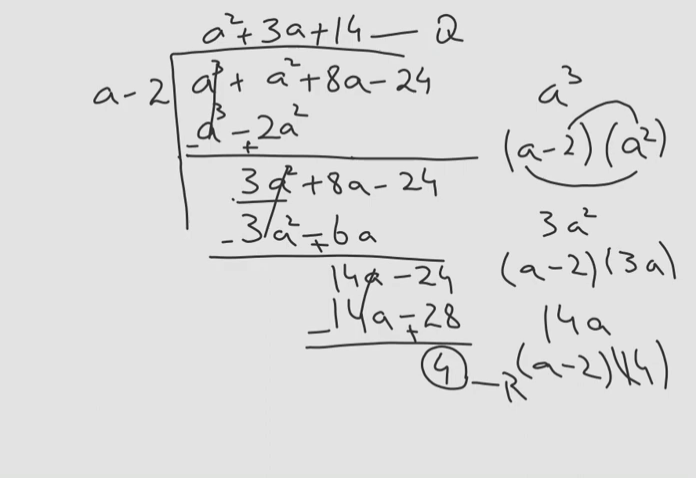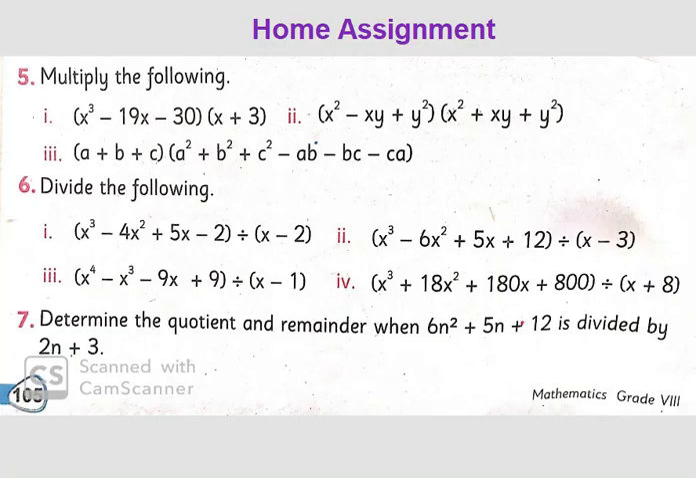Sometimes you may also get the remainder 0, when it is completely divisible. Now I am giving you a home assignment here. Question numbers 5, 6 and 7, three questions are given to you. Question number 5 is multiply the following. Just two terms are given to you, just multiply them.